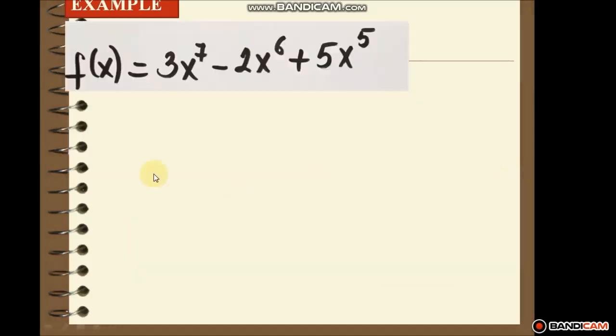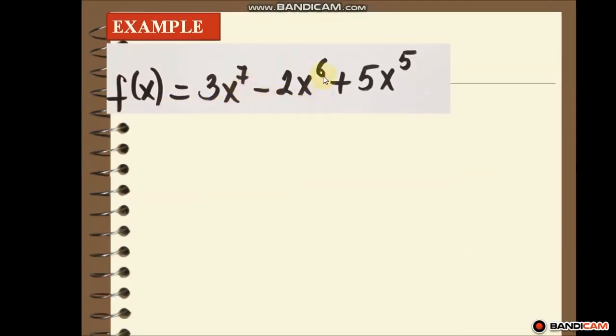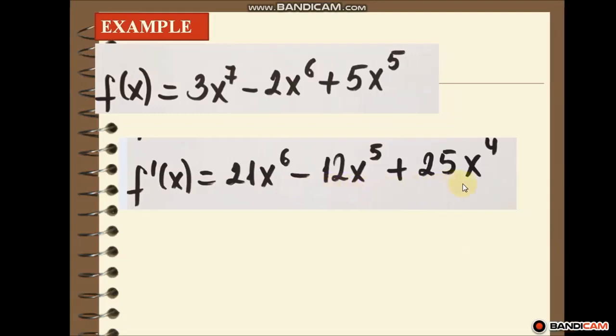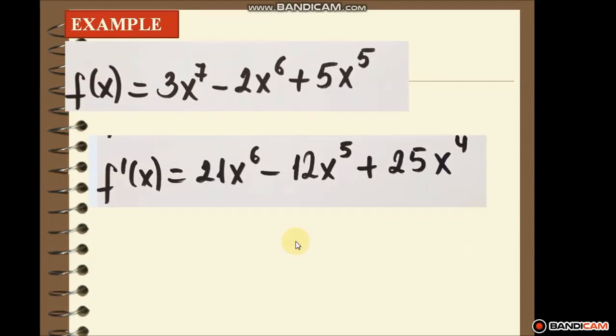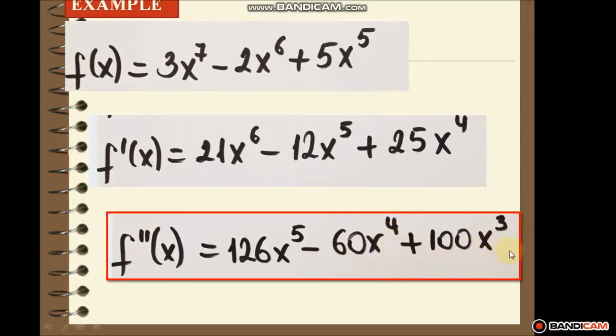And let's solve another example. f(x) is equal to 3x^7 minus 2x^6 plus 5x^5. The first derivative will be 21x^6 minus 12x^5 plus 25x^4. And from this one we can get the second derivative. The second derivative will be 126x^5 minus 60x^4 plus 100x^3. This one is our result.